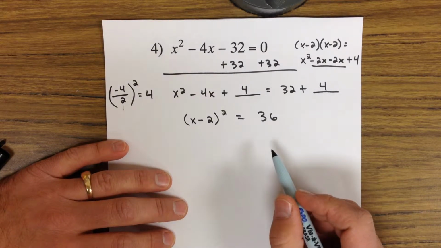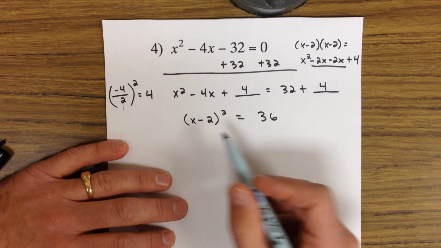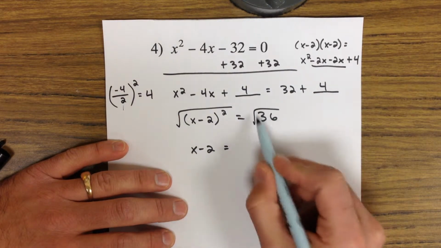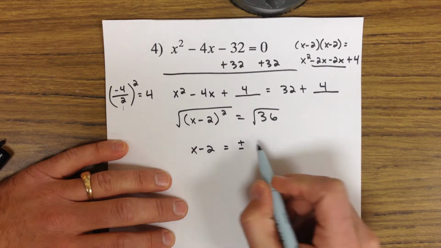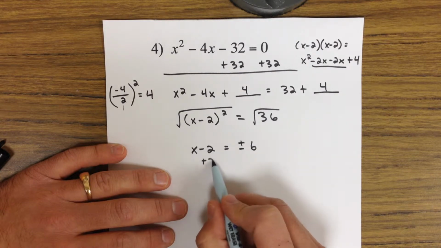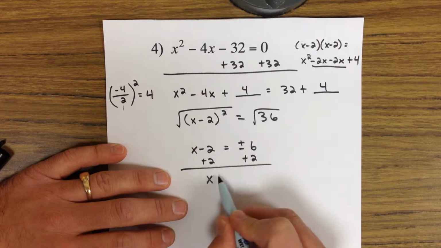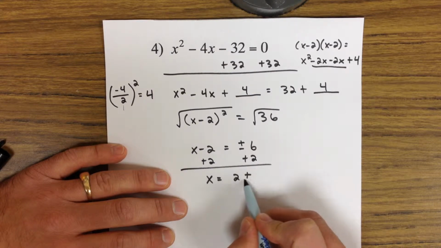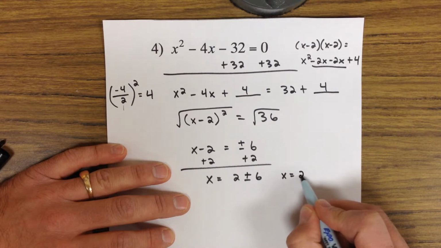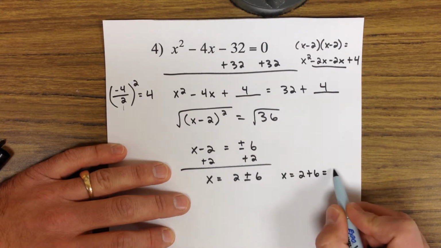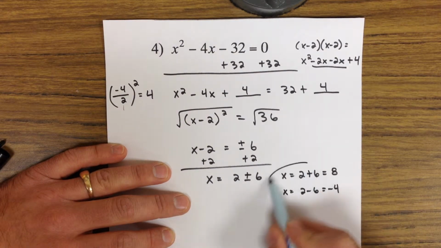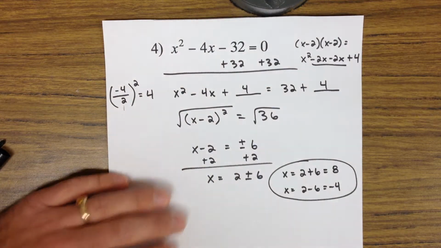All right, so really from there, once you see that, square root property. Now the square root of 36 is positive and negative 6. So when I think about this, I'm going to add 2 to both sides. I have x equals 2 plus or minus 6. So don't need a calculator for this. This is x equals 2 plus 6 is 8, and x equals 2 minus 6, which is negative 4. So those are my answers.